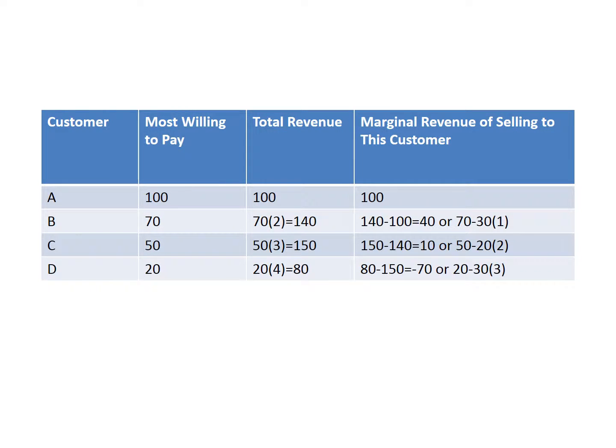This is kind of weird. Even though the fourth customer is actually willing to pay you a positive amount of money, he's willing to pay you $20, you have $70 less by selling to customer D. And I'm not looking at costs at all. This is just purely in terms of revenue.